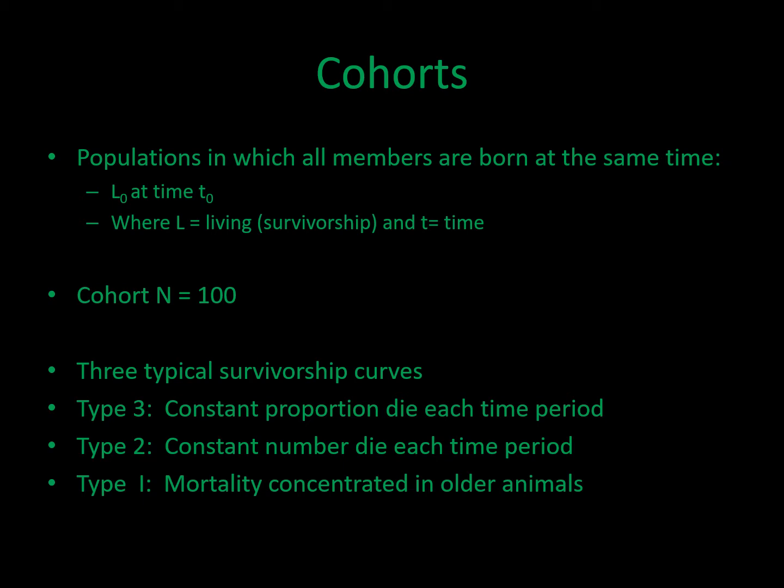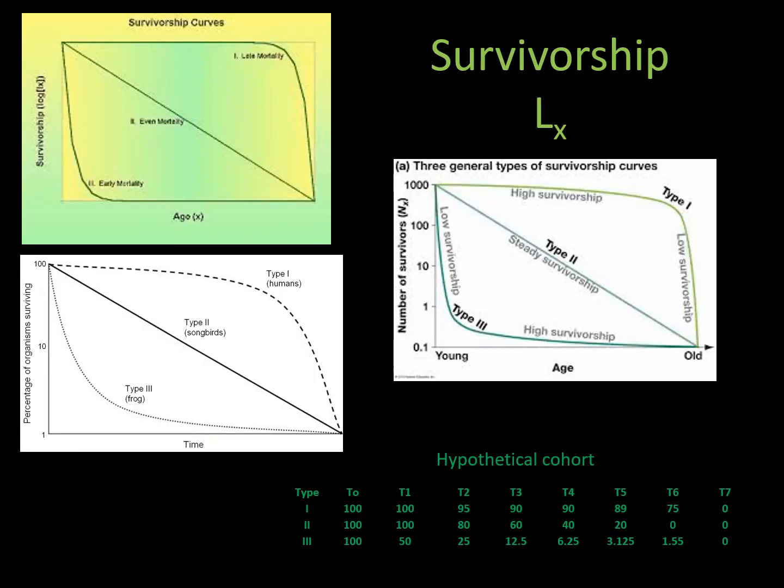So if we think of our cohort equals 100, we have 3 typical survivorship curves. We have a type 3, where a constant proportion die each time period. Type 2, where a constant number die each time period. Or type 1, where mortality is concentrated in older animals. And this looks something like this, if we plot essentially Lx, the number alive at a particular time, relative to time or age. And you can plot the hypothetical cohort on the bottom to see how those 3 will work out.